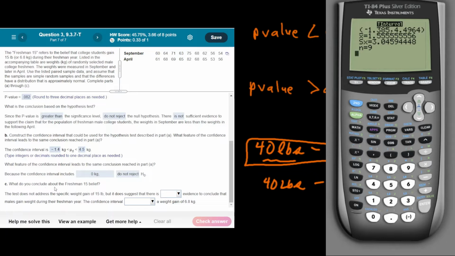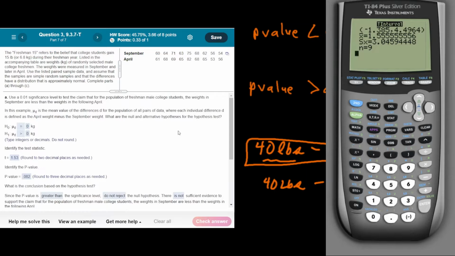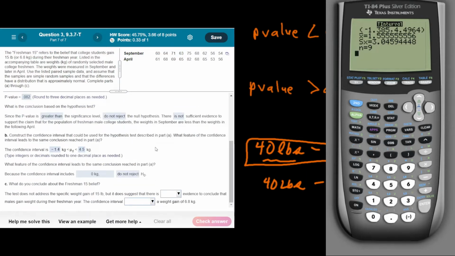What do you conclude about the freshman 15 belief? So what did we just conclude? Go back up to here. We said that there is not sufficient evidence to support the claim that for the population of freshman male college students, the weights in September are less than the weights in the following April. So I guess we're saying that we didn't gain weight, right? It says test the claim that the weights of September are less. So actually, it's the opposite.